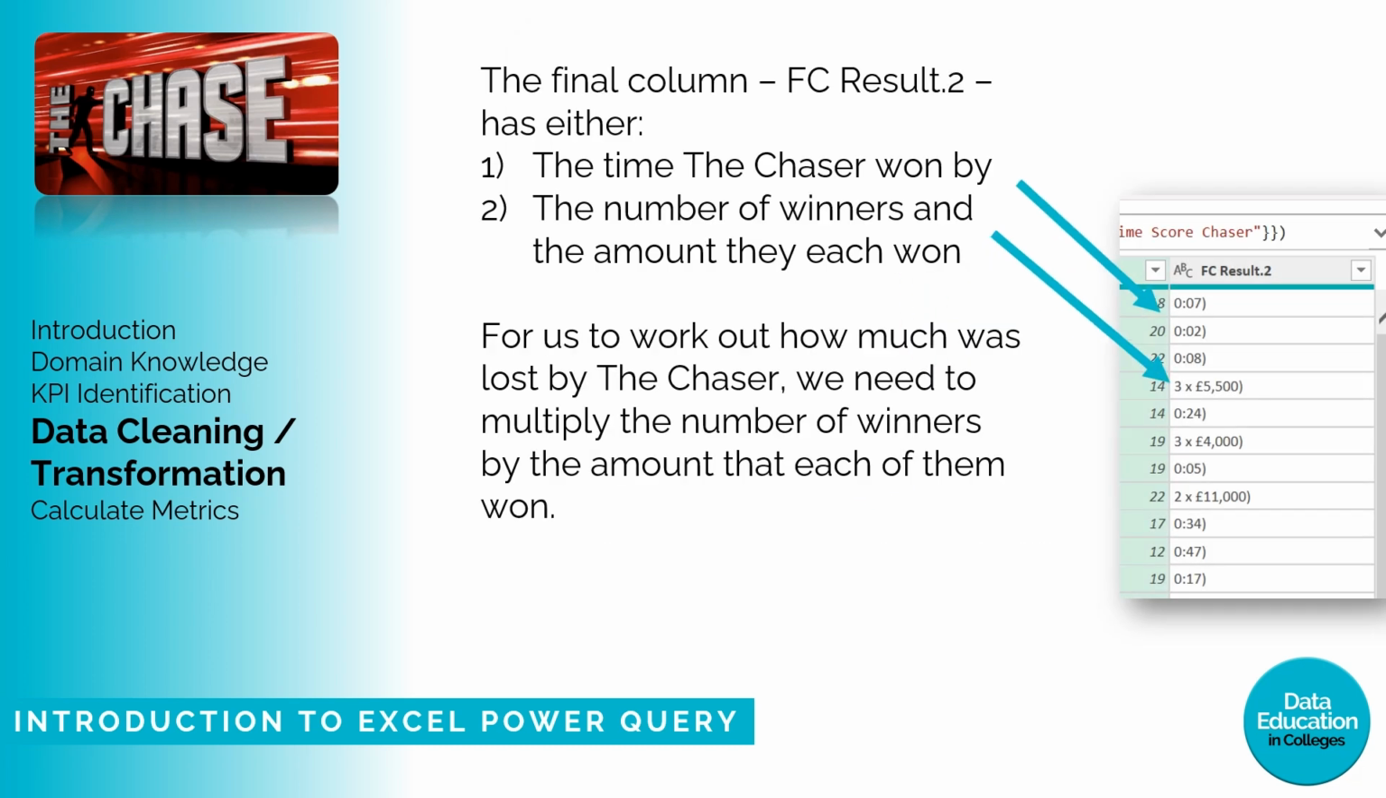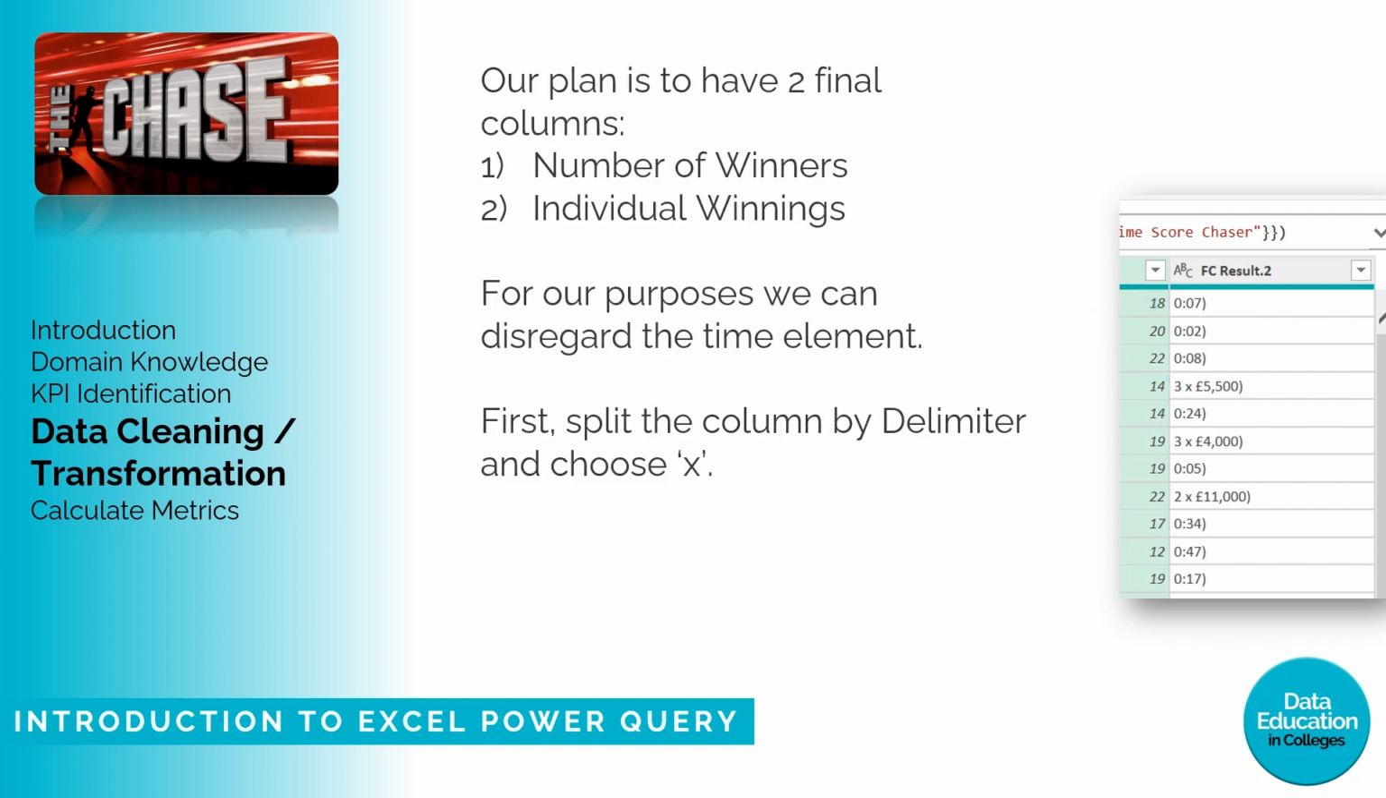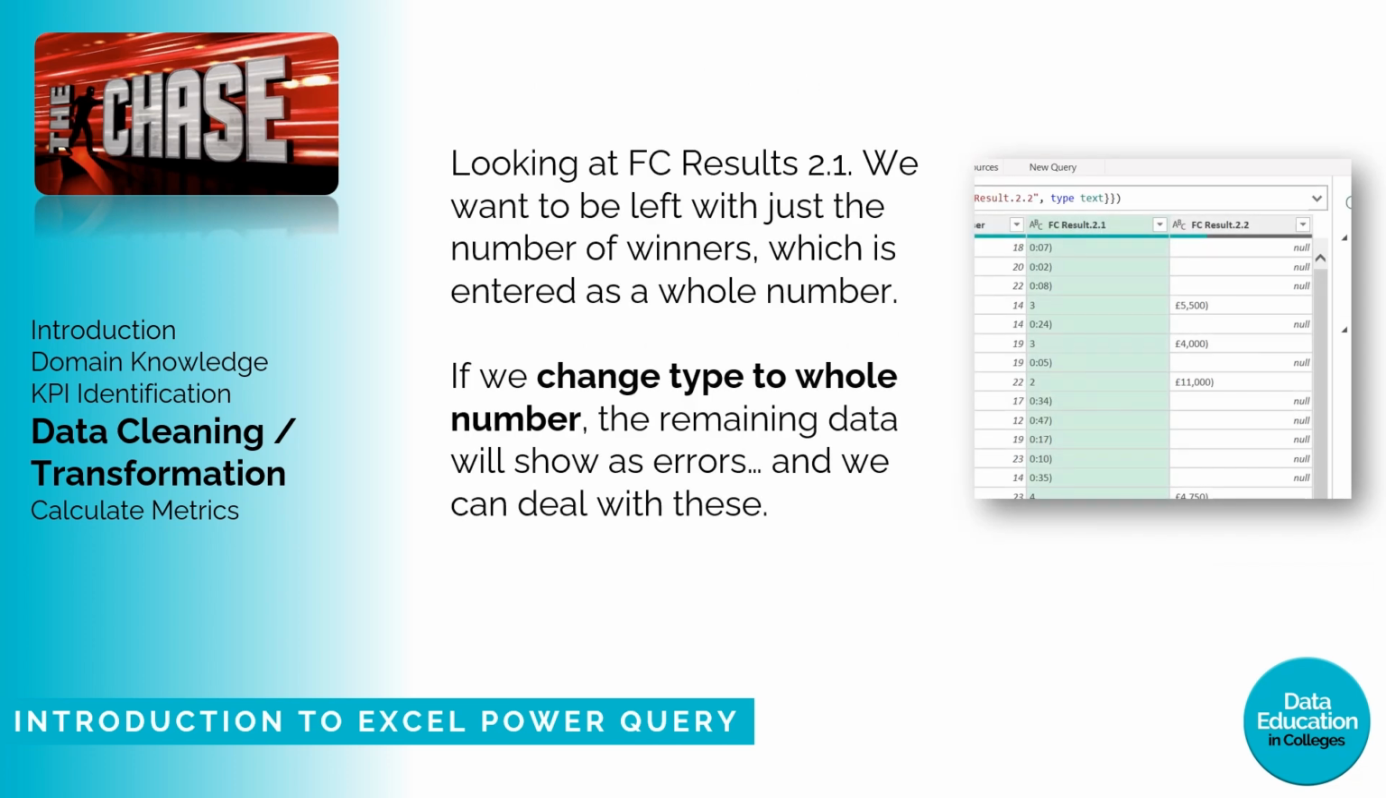Final column has either the time or the number of winners and the amount they won by. For us to work out how much was lost, we need to multiply the number of winners by the amount each of them won. So we're going to have 2 final columns, number of winners and individual winnings. So for our purposes, in this case, we can disregard the time element. So firstly, split the column by delimiter and this time choose X. And in that column there, we just want to be left with the number of winners.